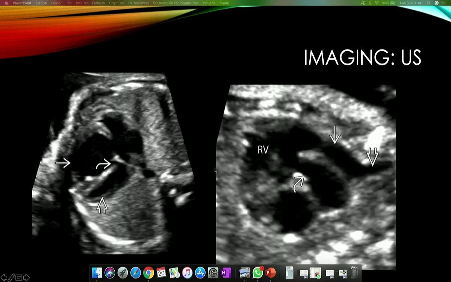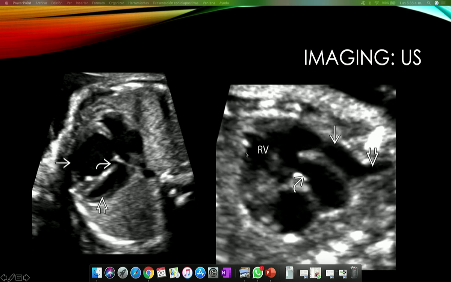On imaging, it is important to perform the prenatal ultrasound because it's the first imaging modality performed. And this is because it allows the appropriate diagnosis in fetal life. For example, here we have a four-chamber view where we can identify the right ventricle, which is a little bit larger than the left ventricle. And here we see a small ventricular septal defect.